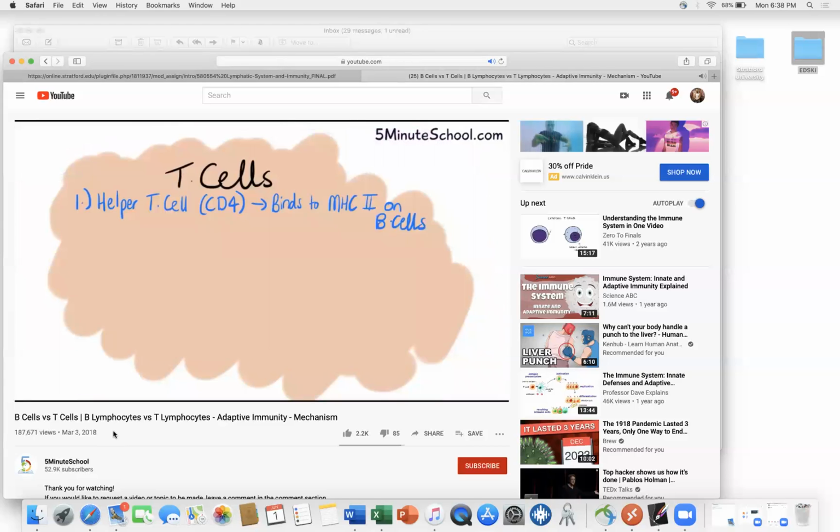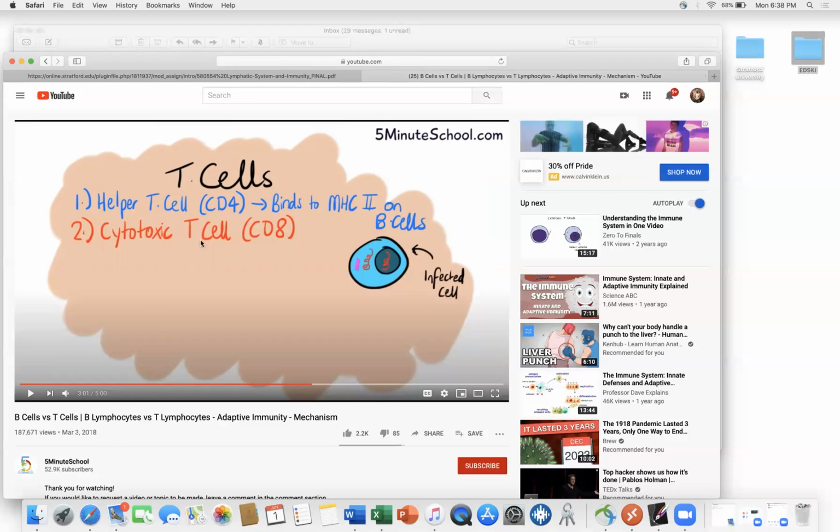Now let's talk about T cells. We just mentioned one type of T cell called the helper T cell, also known as CD4 T cells, and just to recap, it binds onto the second class of major histocompatibility complex, which is a molecule located on the surface of B cells, and this binding causes the release of lymphokines. Other types of T cells include the cytotoxic T cell, also known as CD8 T cells. These cytotoxic T cells are also called T killer.